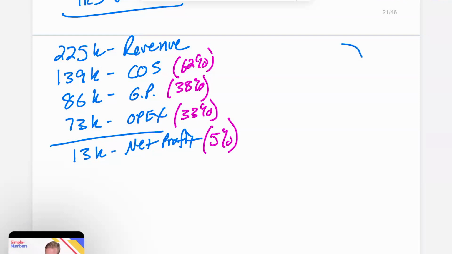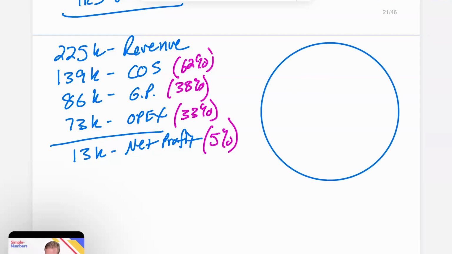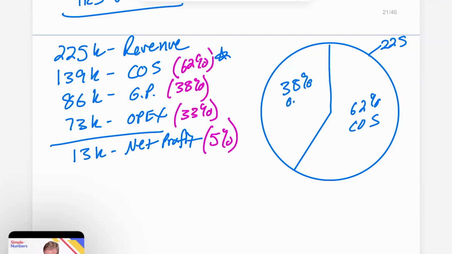So if we look at that from a visual perspective, like a pie, $225,000 in total revenue, 62% up here in cost of sale. We were then left with the 38% in gross profit. So that's those first two sections. Then from that 38%, we had to pay the bills. And we spent 33% on operating expenses, and we were left with that 5% in net profit. That's the model here. So you might look at this and say, oh, we got a 5% net profit on this team. No, we don't.